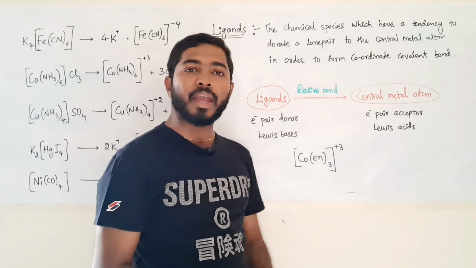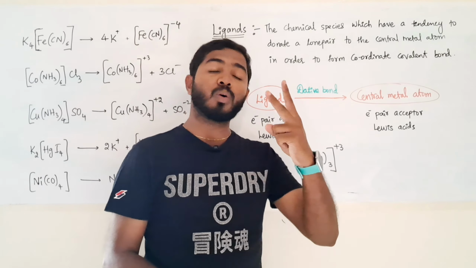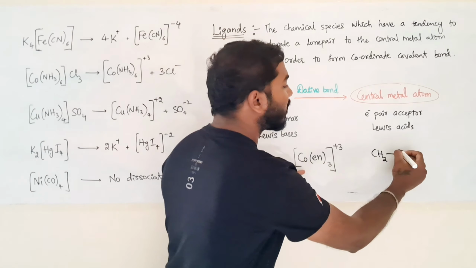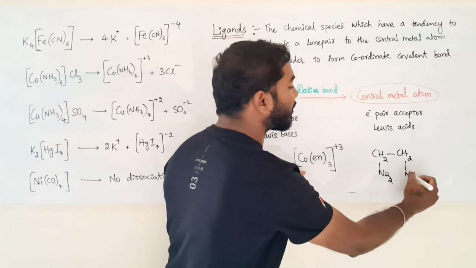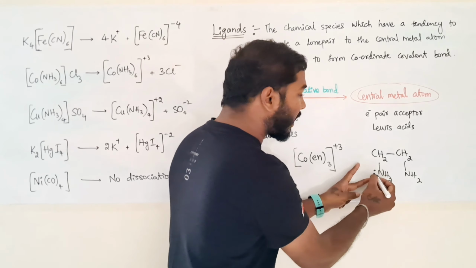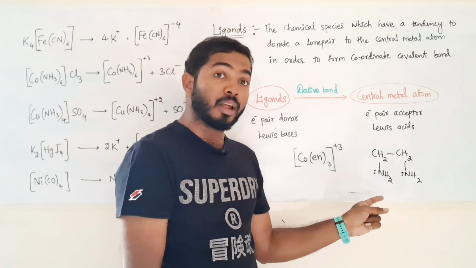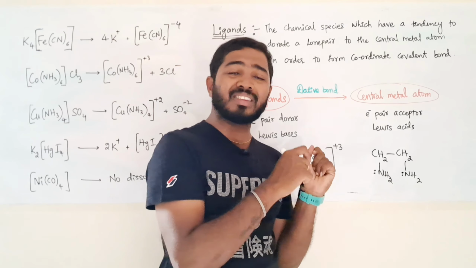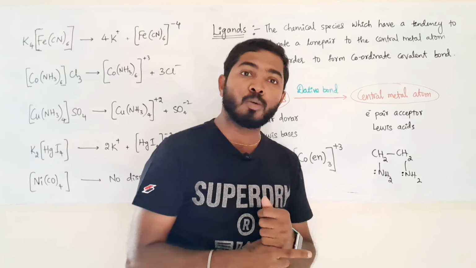Ethylene diamine is a ligand where we have 2 nitrogens. What is the structure of ethylene diamine? It is CH2, and then 2 NH2 groups on both the carbons. This is the ethylene diamine molecule where each nitrogen has a lone pair. So what we can understand from this is that one such en ligand can donate 2 lone pairs for dative bond formation.